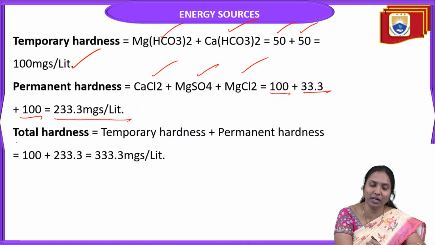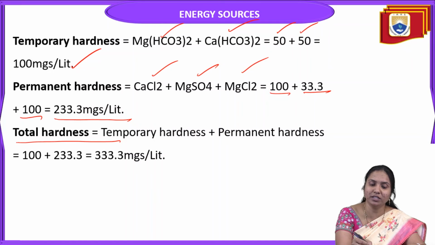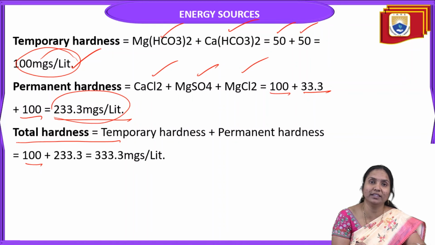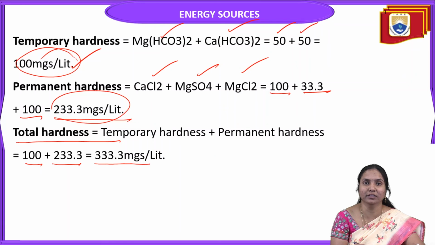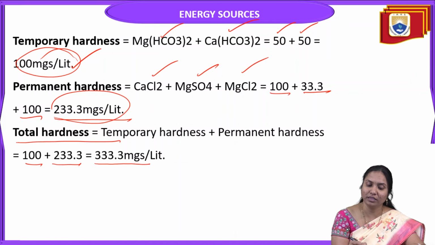Next, we can calculate the total hardness of water. Total hardness equals temporary hardness plus permanent hardness. Temporary hardness calculated just now is 100 and permanent hardness is 233.3. So 100 plus 233.3 is equal to 333.3 milligrams per liter. So the temporary hardness of the given water is 100 milligrams per liter, permanent hardness is 233.3 milligrams per liter and total hardness is 333.3 milligrams per liter.